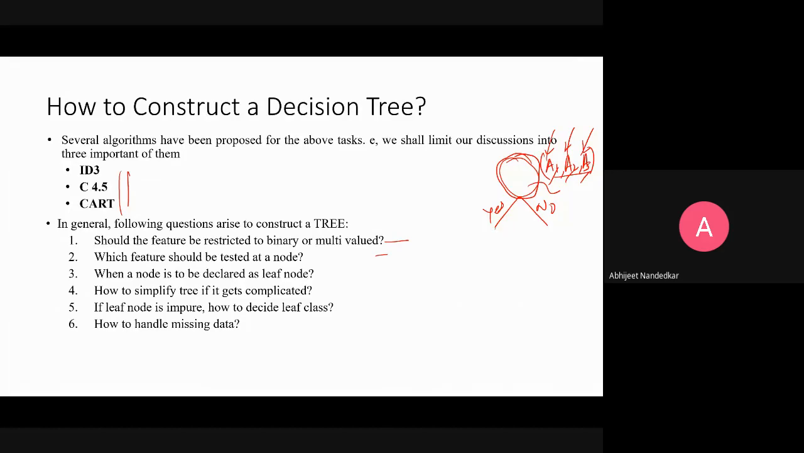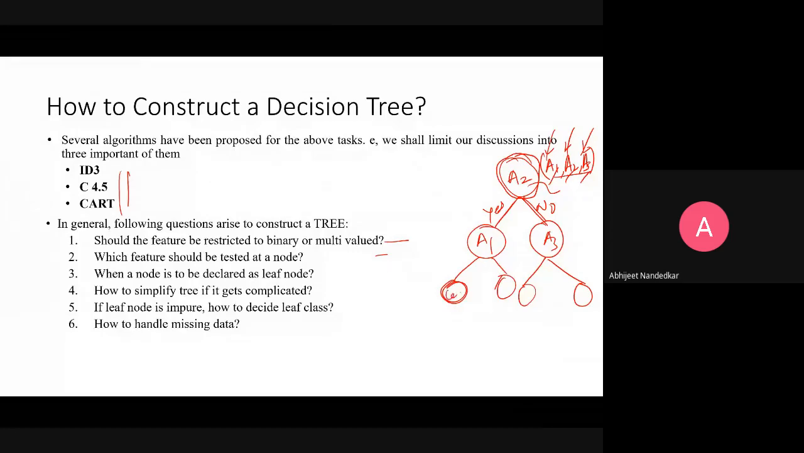Then I can divide the set into two branches and then ask further questions. Suppose I'm asking a question on A2, then I can ask a question here on A1, and then I can split. Maybe I am asking a question here on A3, then I can split. Like that, when I reach suitably clean or pure nodes, that means here all samples belong to only one class, say omega 1, then I will declare this as omega 1, this may be omega 2, this may be omega 3, omega 4, and so on.